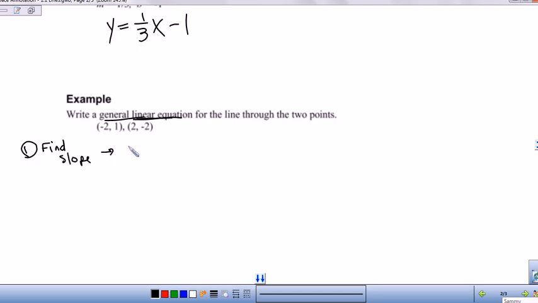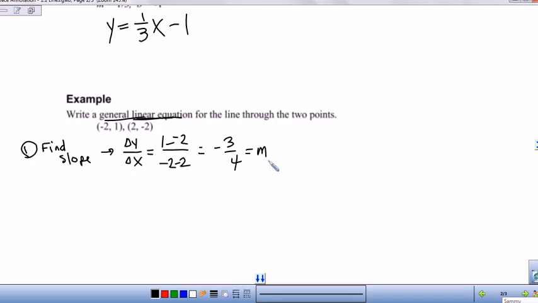Alright, so the slope, remember, is the change in y over the change in x. Okay, so you do 1 minus -2 over -2 minus 2. And then when we simplify that, you end up with -3/4, and that's your slope.